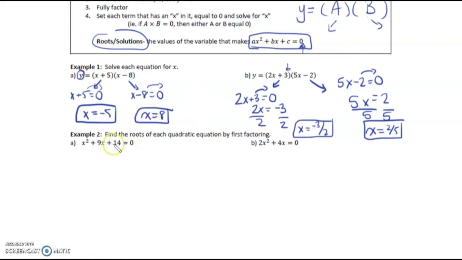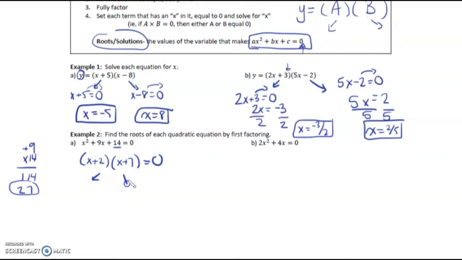Example 2, find the roots of each quadratic equation by first factoring. What two numbers multiply to 14 and add to 9? So 1 and 14, 2 and 7. Yes, 2 and 7 add to 9. So this factors to (x plus 2)(x plus 7).